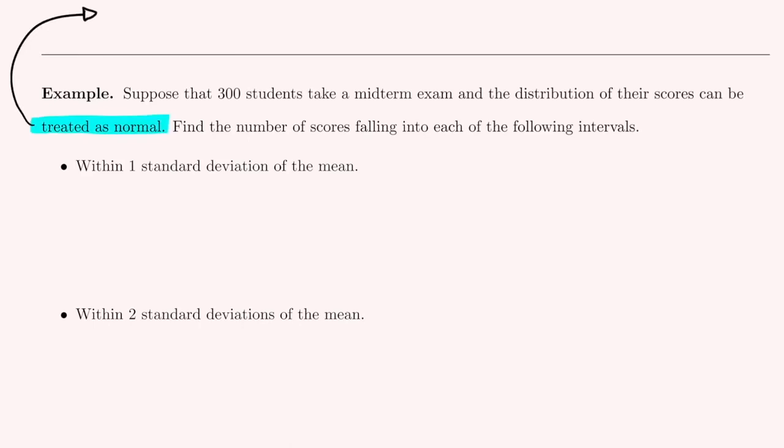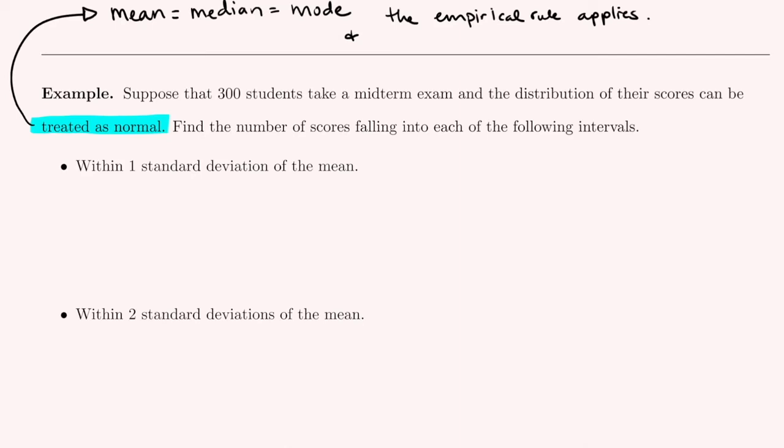Once we're told the distribution is normal, we can immediately assume, based on the definition, that the mean is equal to the median, which is equal to the mode, and additionally, the empirical rule applies. And the empirical rule, as we saw in our previous slide, is that 68% of the data values lie within one standard deviation of the mean in both directions, 95% of all data values lie within 2 standard deviations in both directions, and finally 99.7% of all data values lie within 3 standard deviations.